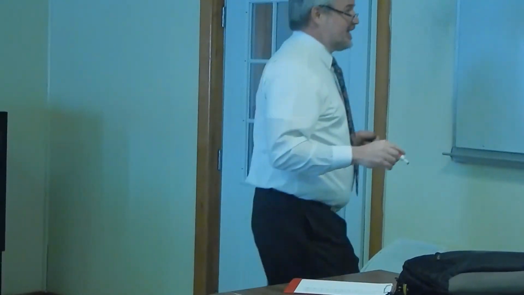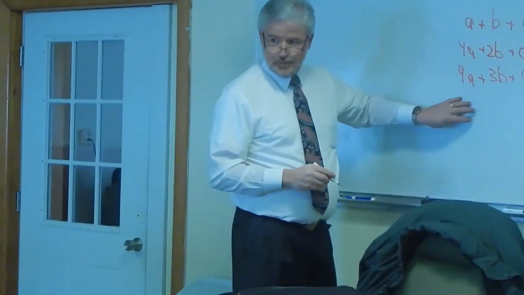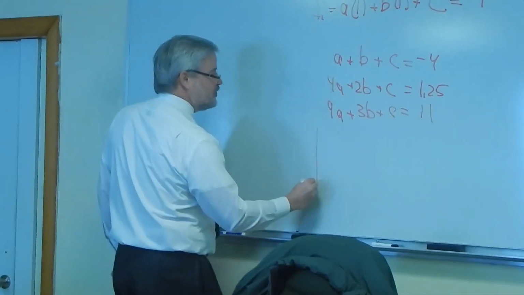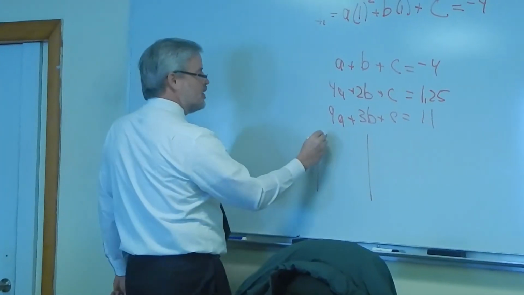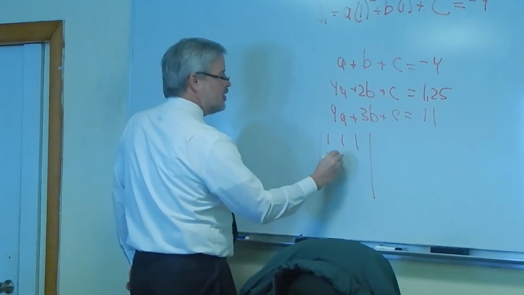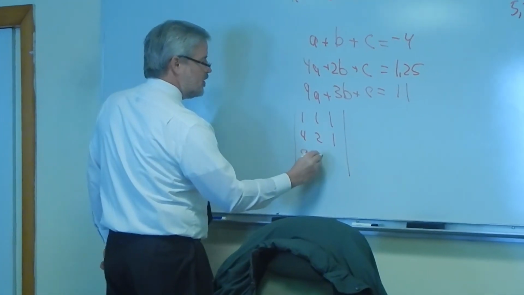Now we can either go through all the substitutions and eliminations that we did in advanced algebra, or we can use what we know about matrices and let the black box do the work for us. Now, which one do you want to do? Black box. All right, so we can break this thing up into a coefficient matrix. What's the coefficient matrix? 1, 1, 1, 4, 2, 1, 9, 3, 1.